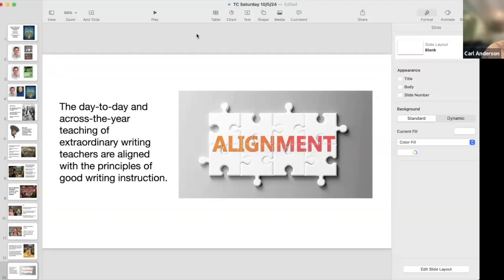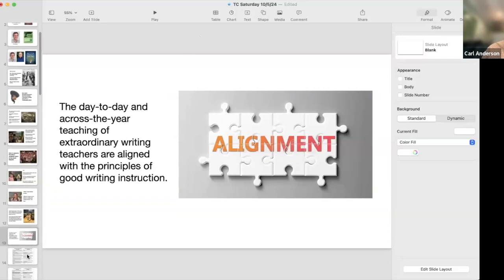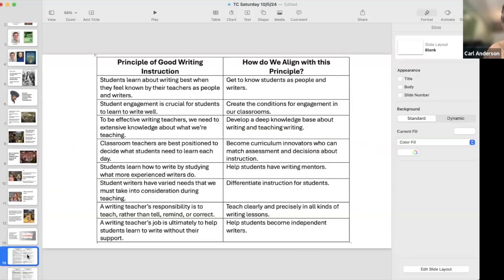But with that particular curriculum, we know that one principle of teaching writing is that when students are engaged, they learn at a much higher rate. But when students don't get to choose topics, they're not as engaged and they don't learn as much. And in terms of what we mean by principles of writing, I'm not going to read all of the ones on this chart, but the very basic principles of things like students learn about writing best when they feel known by their teachers as people and as writers, or as I've just said, student engagement is crucial for students to learn to write well. And to be effective writing teachers, we need extensive knowledge about what we're teaching.